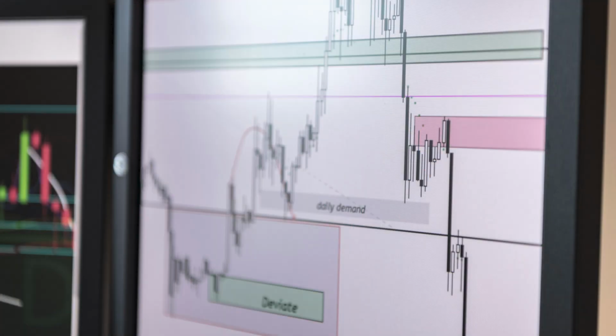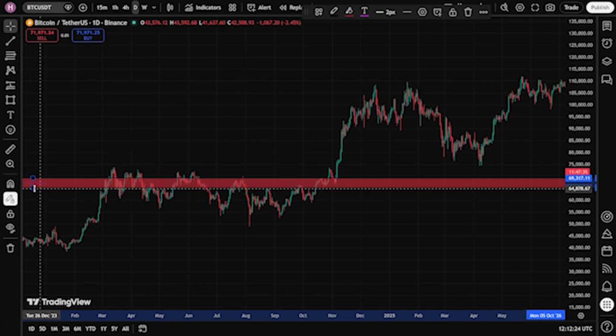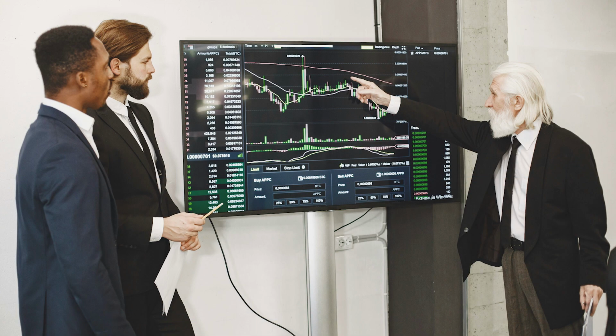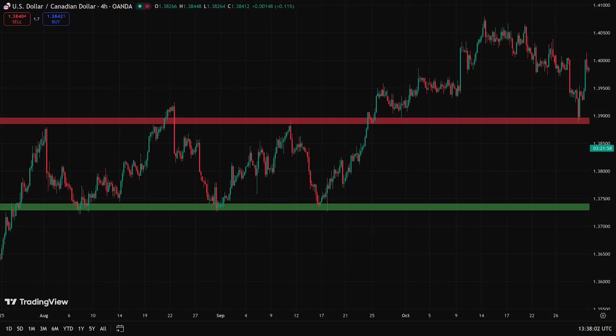That's why experienced traders often start their analysis on higher time frames first. Then they move down to lower time frames for precise entries. But here's something many traders overlook, and it's extremely important. A large number of support and resistance breakouts are actually traps.